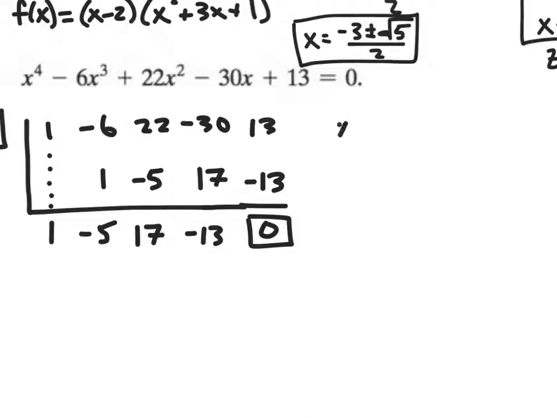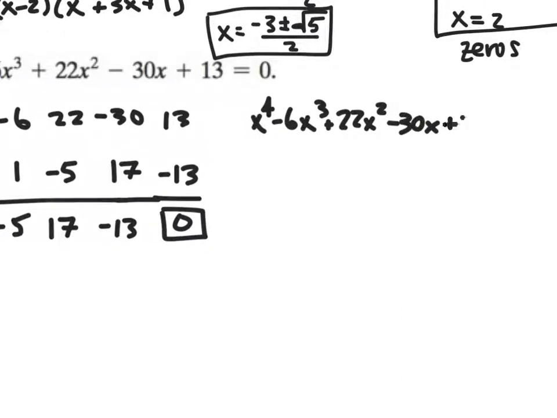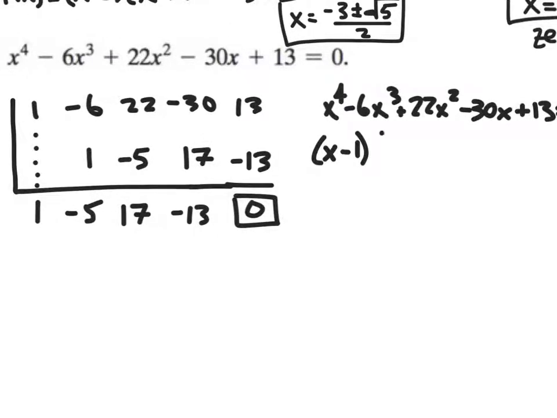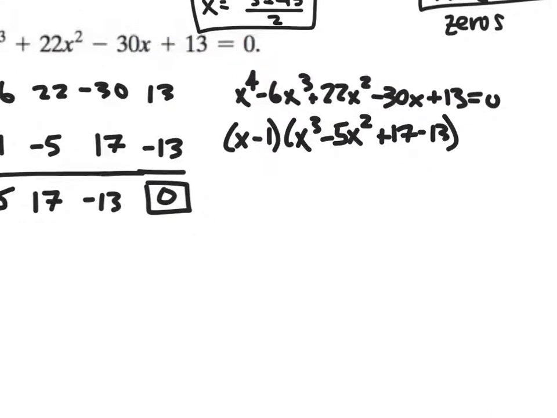Okay, I have taken x to the fourth minus 6x cubed plus 22x squared minus 30x plus 13 equals 0. And what I have done is I have taken out an x minus 1 factor, okay? And what that leaves me with is x cubed minus 5x squared plus 17x minus 13 equals 0. So I've done one little part of factoring, okay?